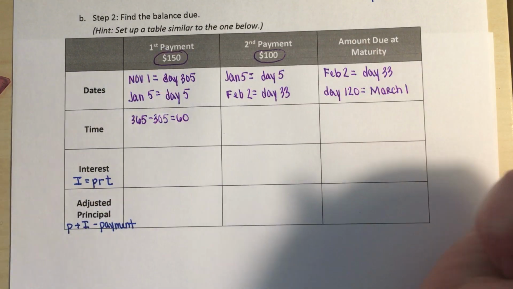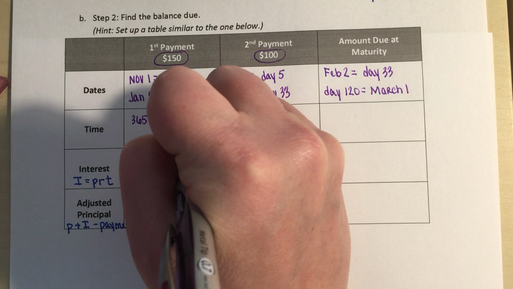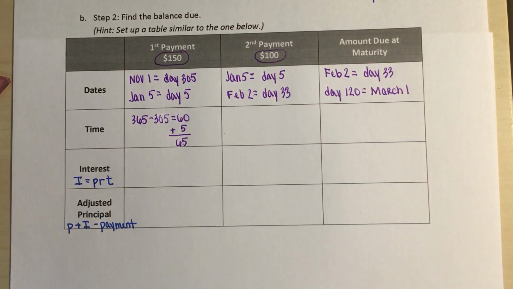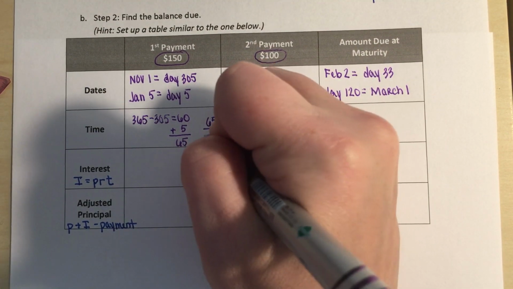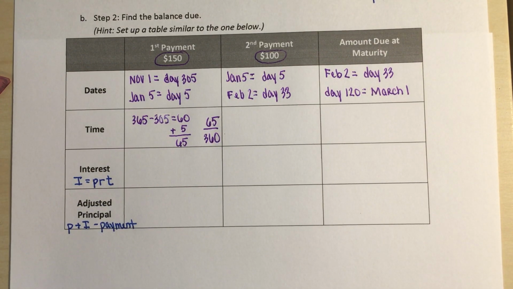Which gives us 60. Right? And then once we have that 60, we're going to add the 5 days from 2015 to give us a total time of 65. Now when we move to the next step, we are going to be using our banker's rule as well, and we're going to be thinking about our time as, since it's in days, divided by 360. So we're going to have 65 divided by 360.